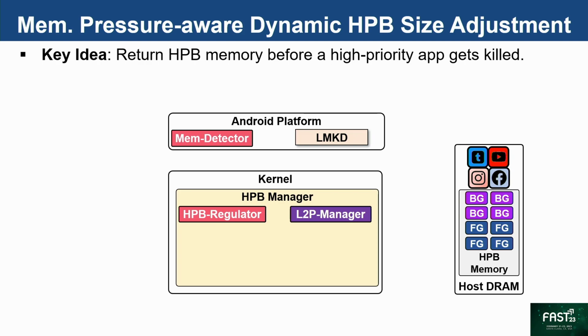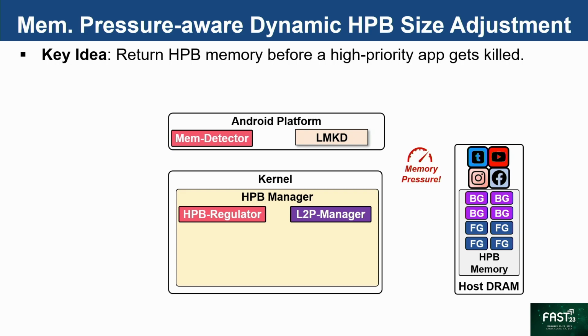However, since this benefit comes at the cost of reduced working memory, we propose a dynamic HPB size adjustment policy to appropriately decide the HPB size. So the key idea is to return HPB memory before a high-priority app gets killed by LMKD. So here is a simple walkthrough example of how it works.